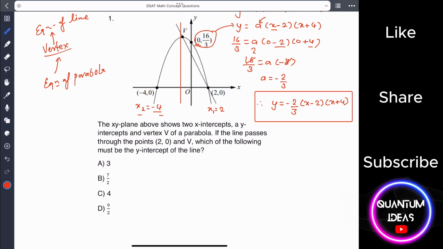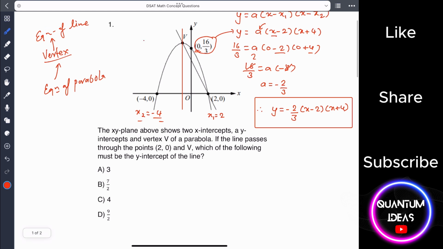Since we know that the line of symmetry passes through the vertex, that means the x coordinate of the vertex, let me denote the coordinates of the vertex as h comma k.